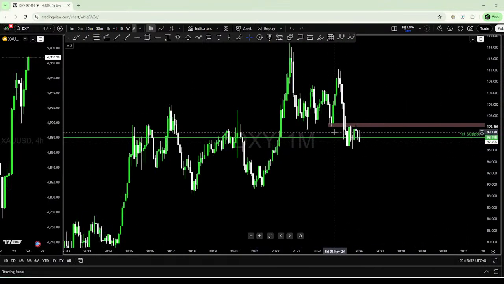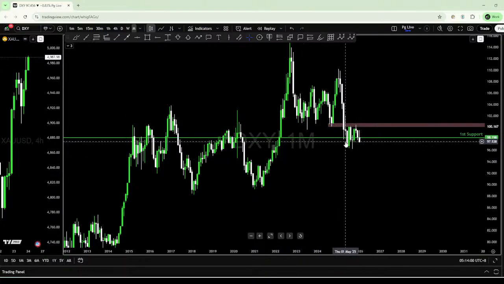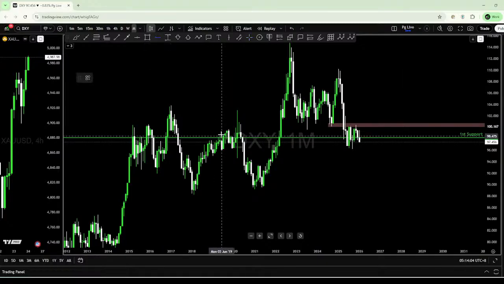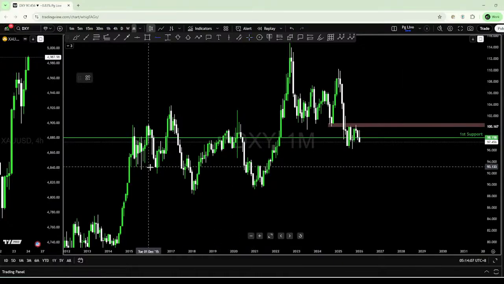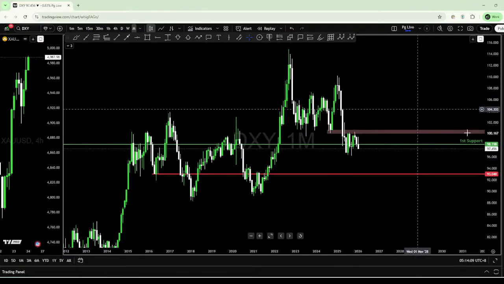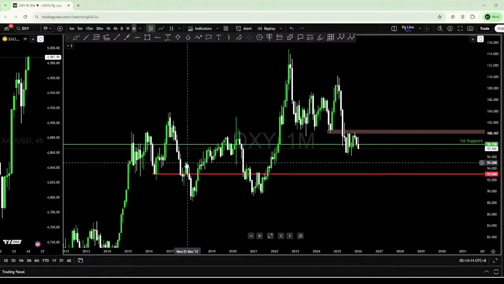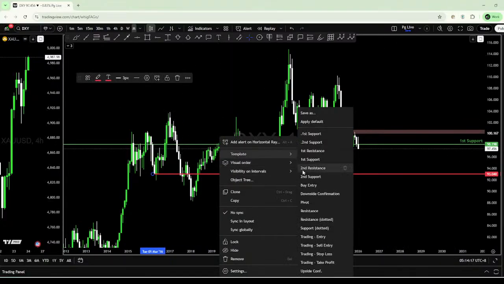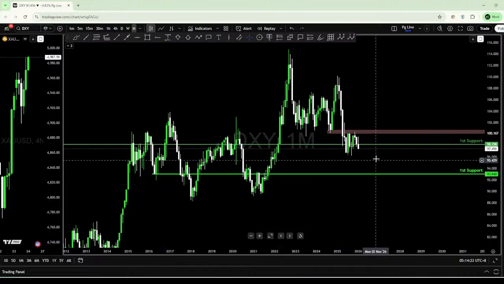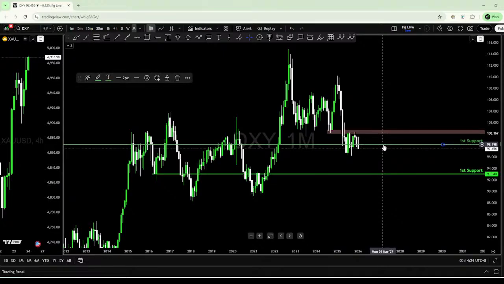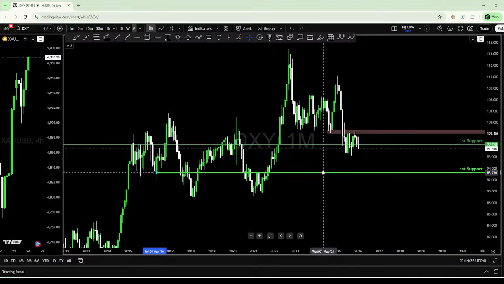Because price has broken our key support level here, right? So the potential for the dollar to fall, I think this is going to be a pullback support right here. It's about 93. So this is going to be the first support for the DXY in the monthly time frame. Or maybe somewhere around here.